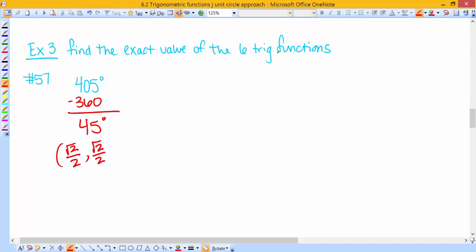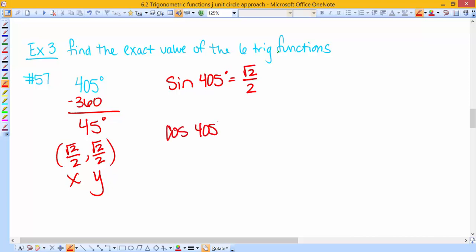Okay, hopefully this is what you found. You identified it as root 2 over 2, root 2 over 2. So the 6 trig functions: sine, cosine, tangent, and then their co-functions, secant, cosecant, cotangent. Don't forget, you already have sine and cosine. So the sine at 405 degrees is root 2 over 2. The cosine at 405 degrees is root 2 over 2.